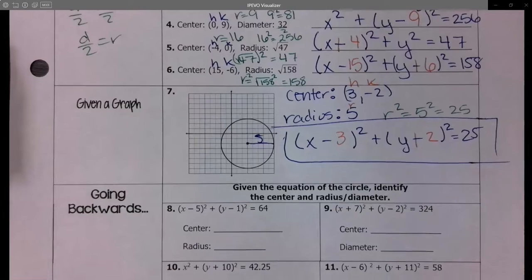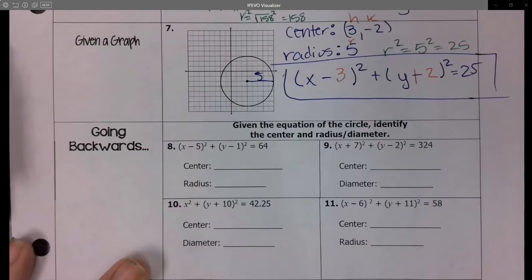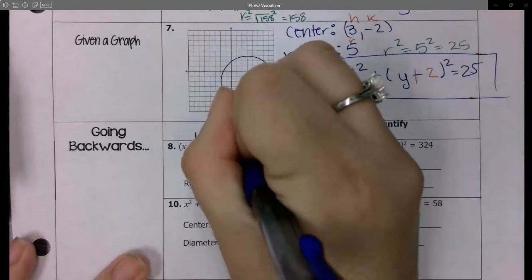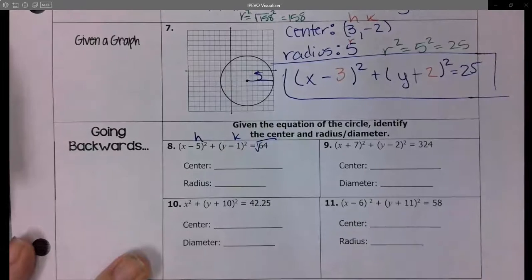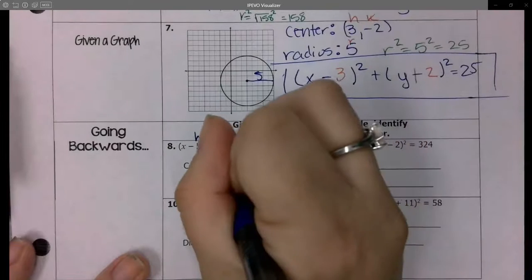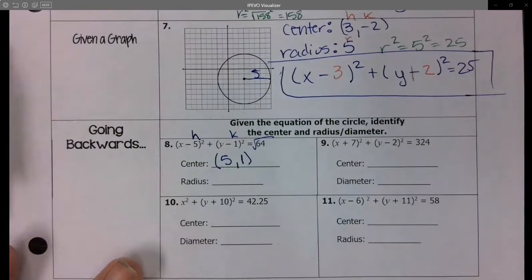Okay. So on number 8, I am going backwards. I have the circle equation, and I want to figure out my center and my radius. So this is going to be h, k, and then to find my radius, I have to find the square root of 64. So my center is just those numbers opposite the sign. So I'm going to have 5 and 1 for my center. And then what is the square root of 64?